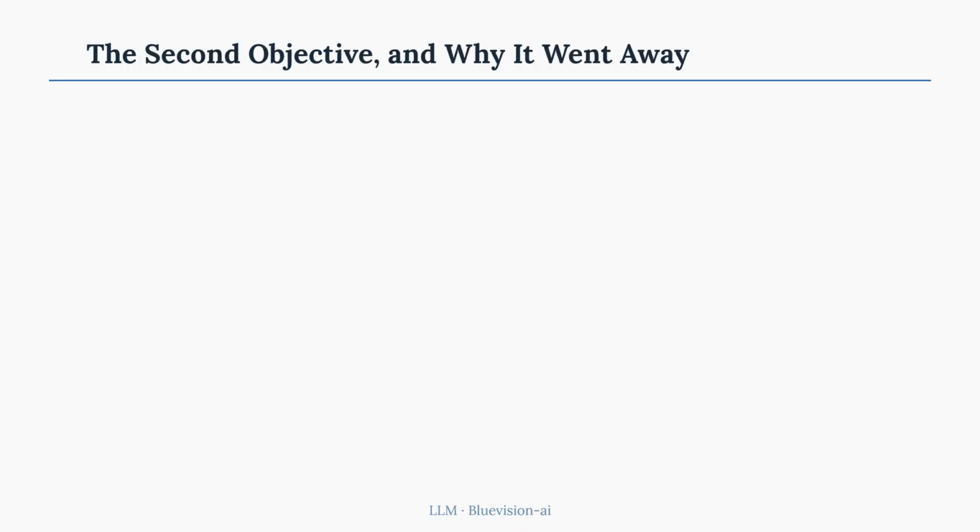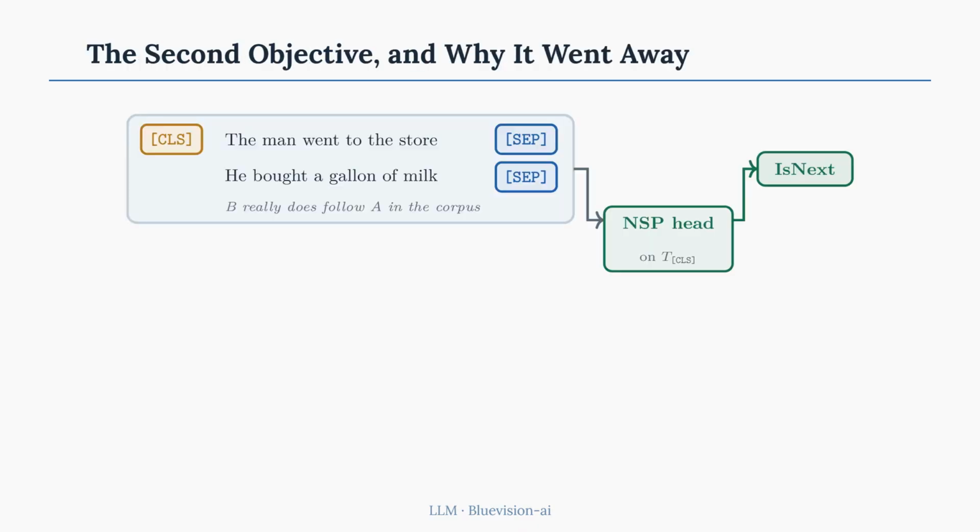BERT wasn't trained on masking alone. There was a second objective running alongside masked language modeling. Next sentence prediction. You hand the model 2 sentences packed into one input. CLS, sentence A, SEP, sentence B, SEP, the exact use case that segment embedding on the architecture slide was built for. In this first pair, B really does follow A in the corpus. The man went to the store, then he bought a gallon of milk. The CLS output goes into one small binary head, and that head's only job is to say whether the pair is genuine.